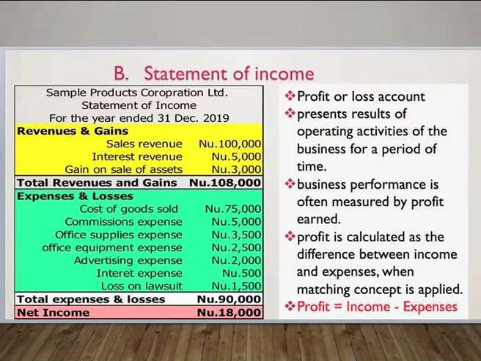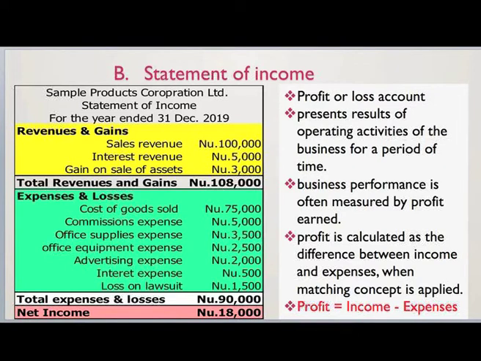This profit and loss is calculated as the difference between income and expenses when the matching concept is applied. Meaning, if you make a revenue of 100, to make that revenue of 100, whatever expenditures are incurred by you should be deducted. So that applies the concept of matching principle here. So profit is always income minus expenses.